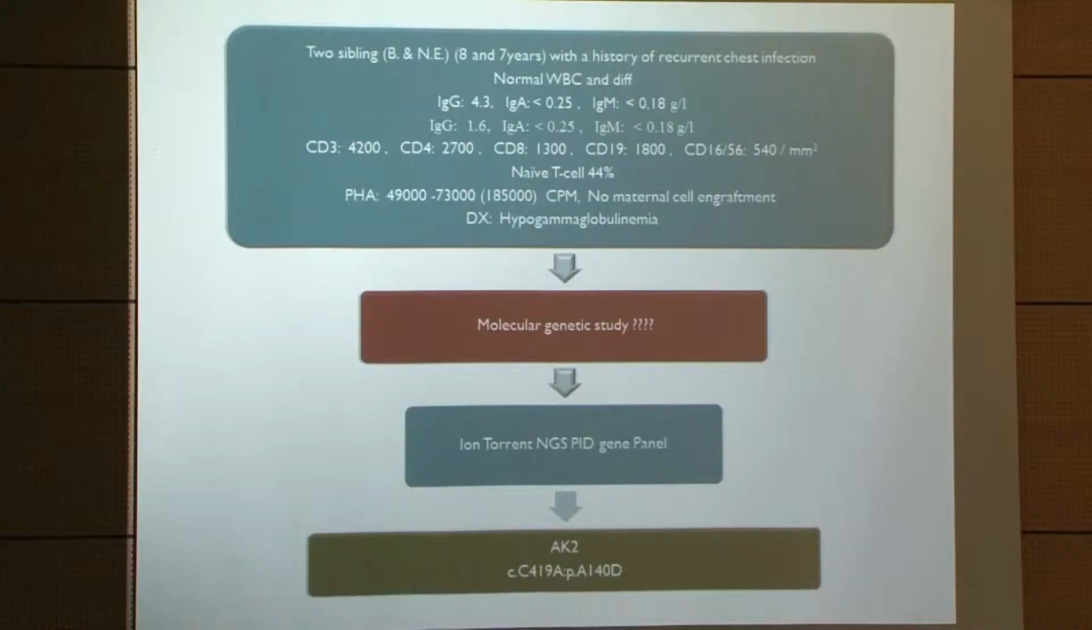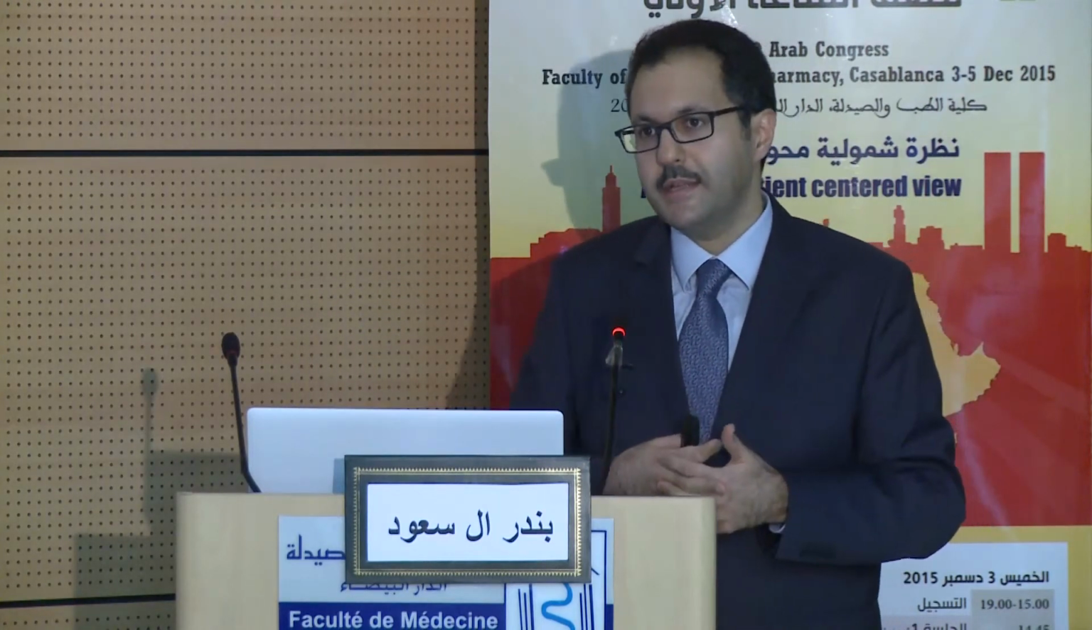surprisingly, they had AK2 deficiency, where those patients present early in the first few months of life. It is reticular dysgenesis, and they usually have neutropenia. They have sensorineural hearing loss, but they present late. Of course, when you have something like this, you need to do more functional assays to find out whether this gene is causing the defect or not.